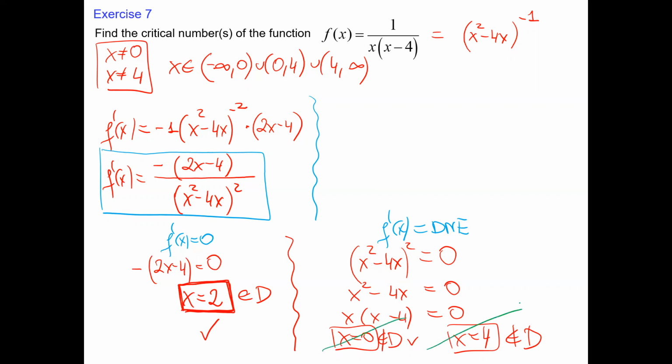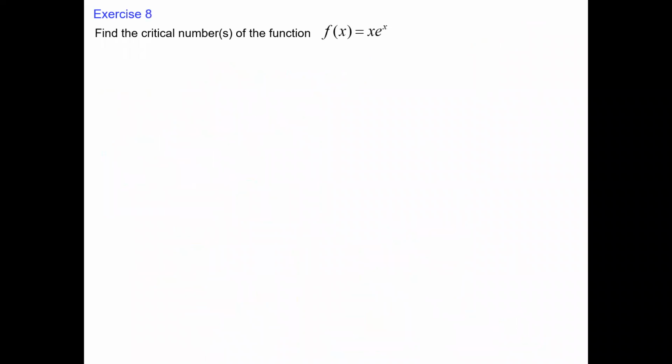Probably we will have asymptotes or some discontinuity. We don't know. We have to figure out later. But they are definitely not critical numbers because they are not in the domain. Please always check against the domain. Only 2 is a critical number. Okay, another one. I have 3 more, and we will be done. Lots of practice for you.